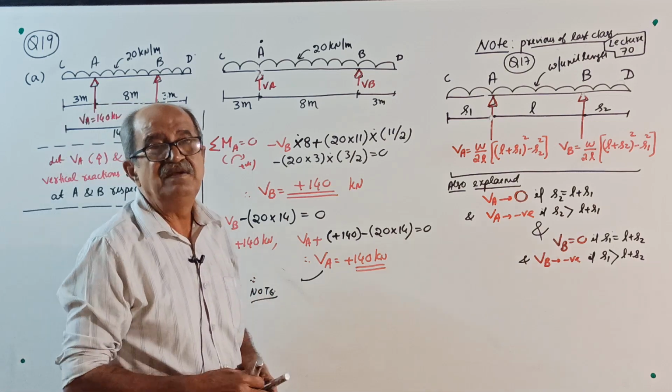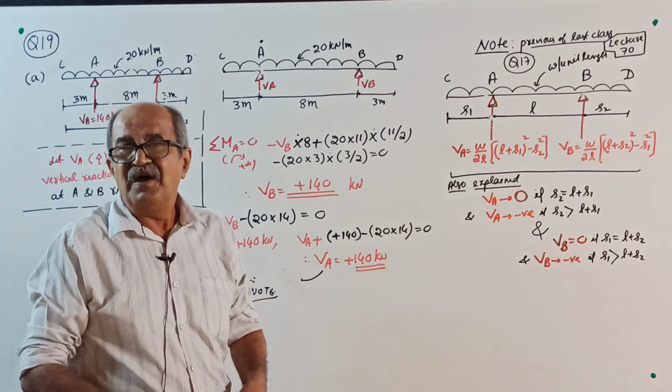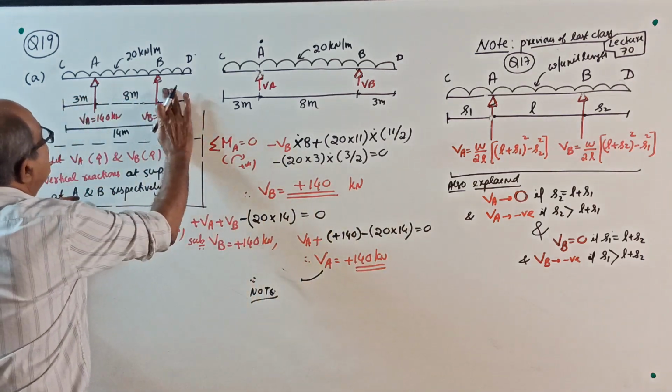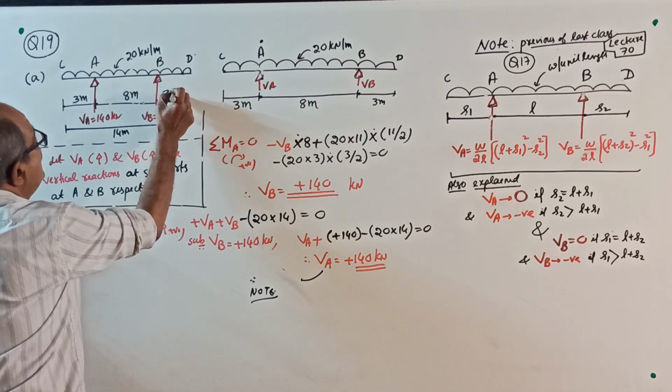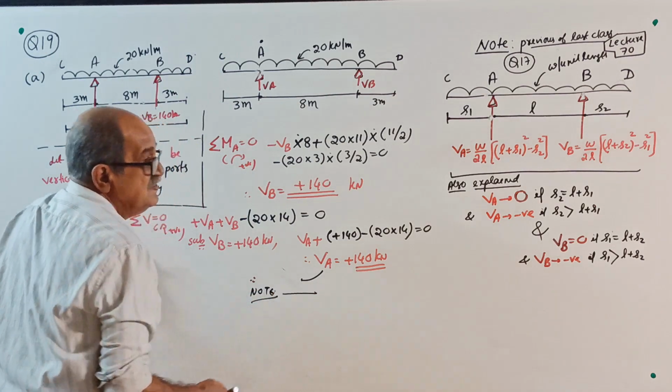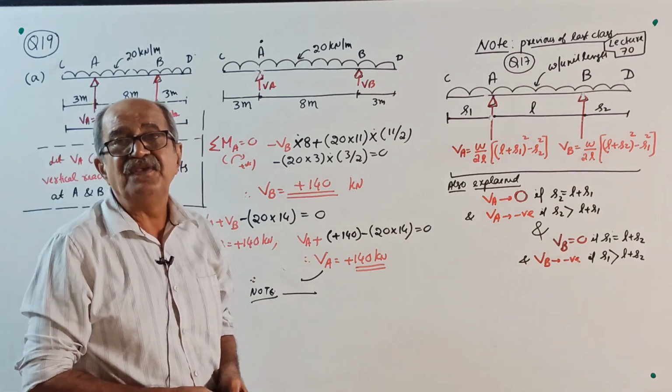Full time wasted. If you observe correctly, 8 meter, either side 3 meter, full UDL. You write here, make a note here. This is a perfect symmetrical case.